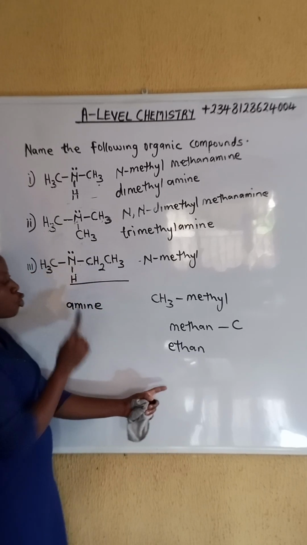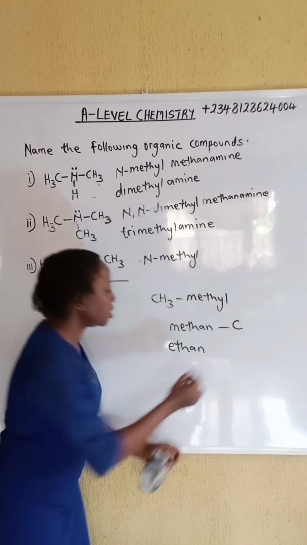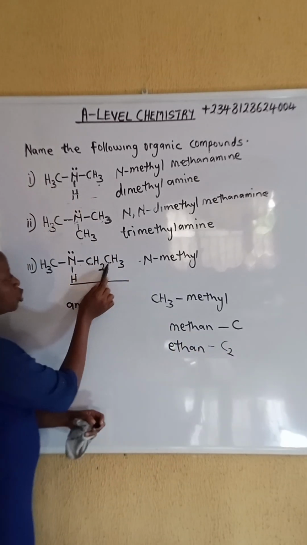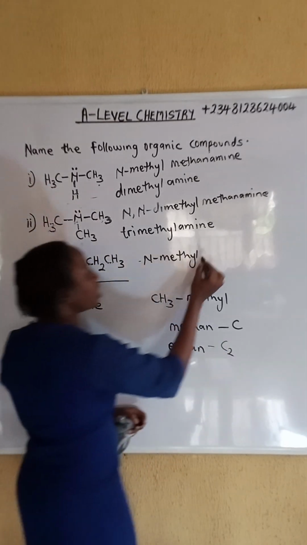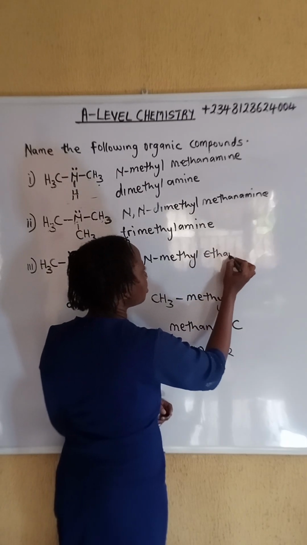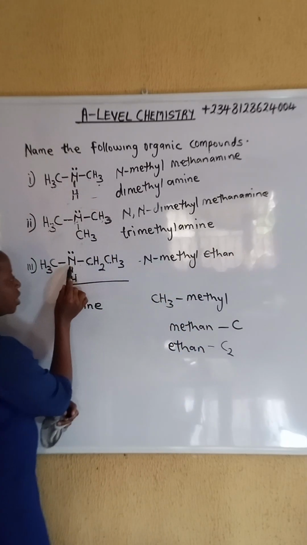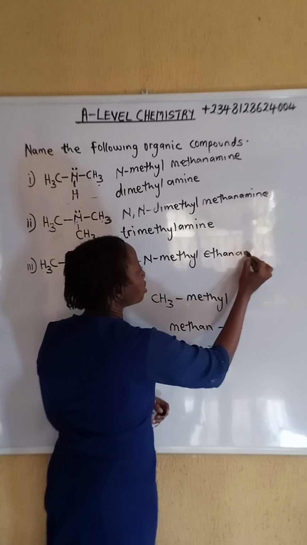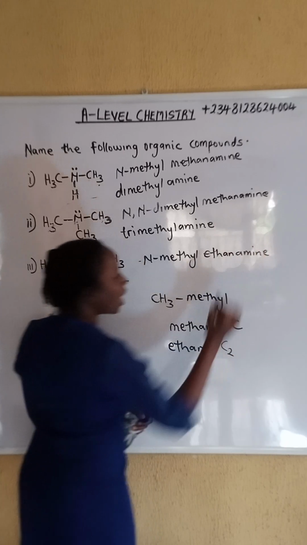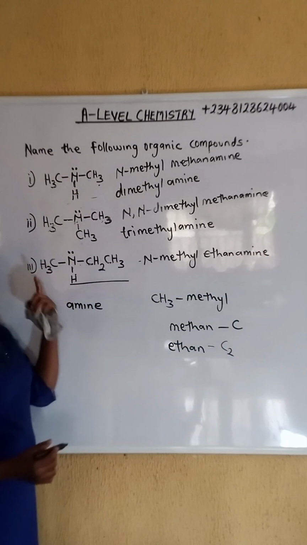Then don't forget that when two carbon atoms attach to the functional group, you call it ethane. When you have two carbon atoms, you call it ethane. So that would be ethane what? Amine. Ethanamine. So that is the name for the third one.